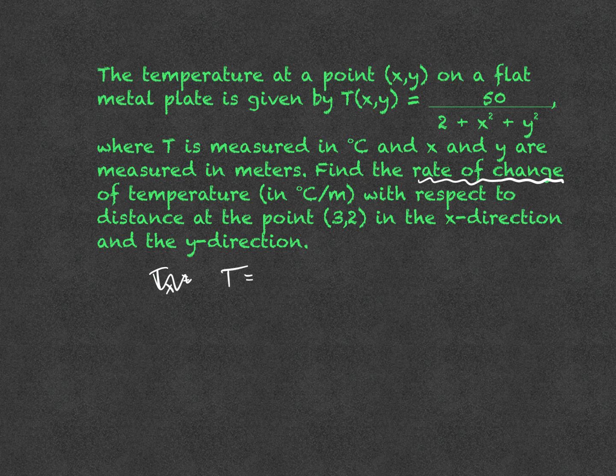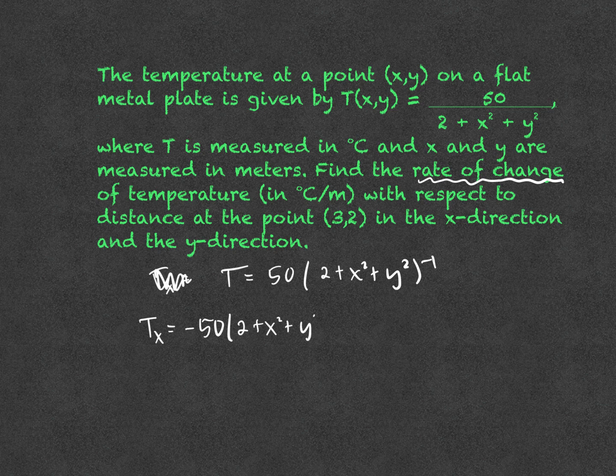Let's rewrite T to be 50 times 2 plus x squared plus y squared to the minus 1, because it's easier to take a derivative of a negative exponent using chain rule than quotient rule. But if you want to do quotient rule, you go for it. So we're going to take the derivative with respect to x, and the derivative of 50 something to the minus 1 power is negative 50 something to the minus 2 power times the derivative of the something. The derivative with respect to x is 2x. So this gives us negative 100x over 2 plus x squared plus y squared, squared.